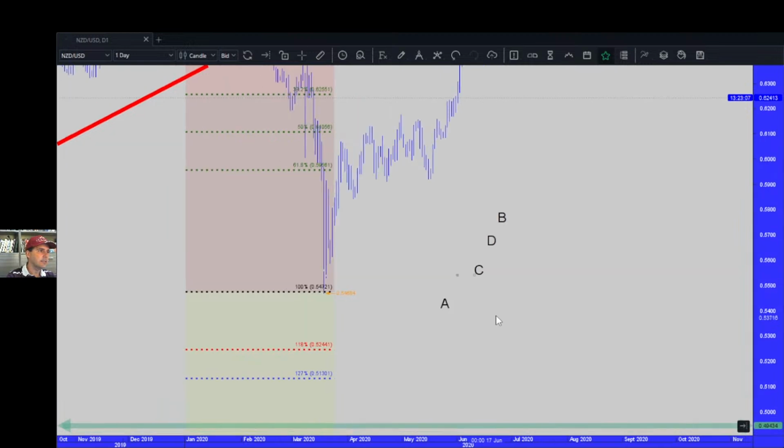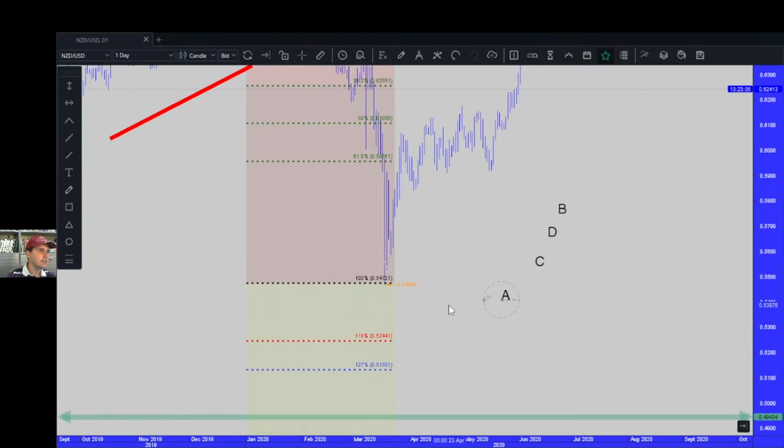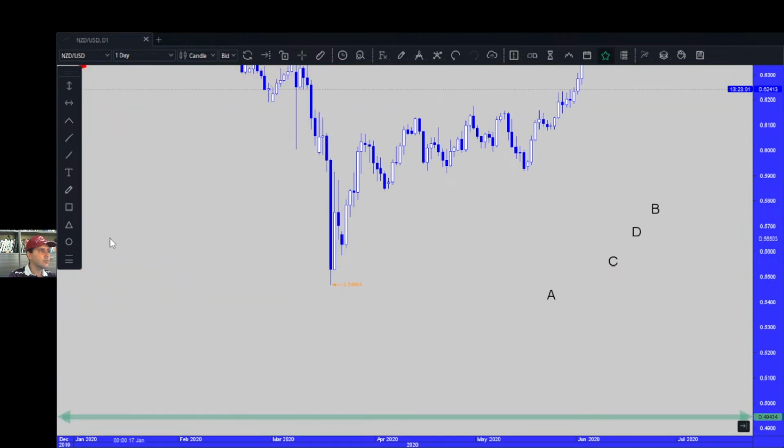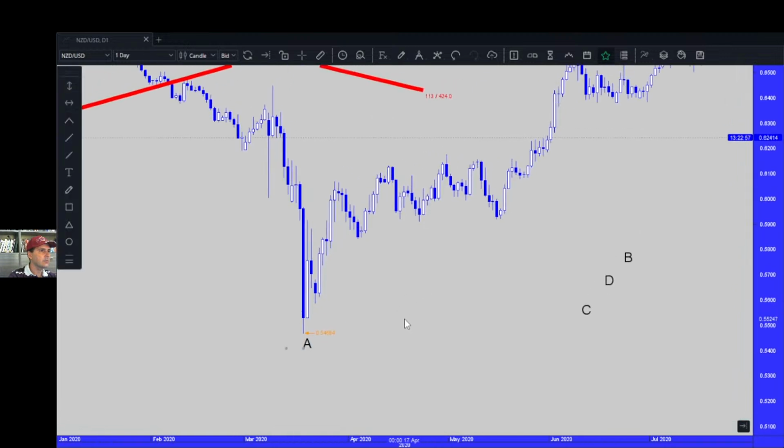ABCD, give me a second. Alright, so if this is our A, which one is our B, everybody? Is the first circle our B? Is the second circle our B? Or is the third circle our B? Which one is our B, everybody?